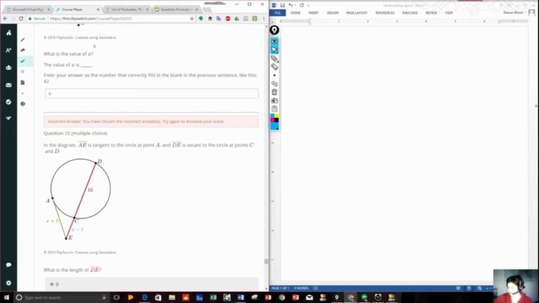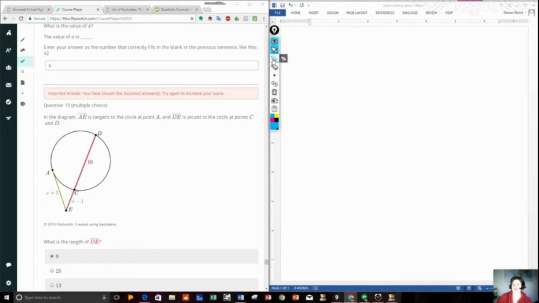18. We're going to jump down to the workbook question 10. In the diagram, segment AE is tangent to the circle at point A, and segment DE is secant to the circle at points C and D. What is the length of DE?